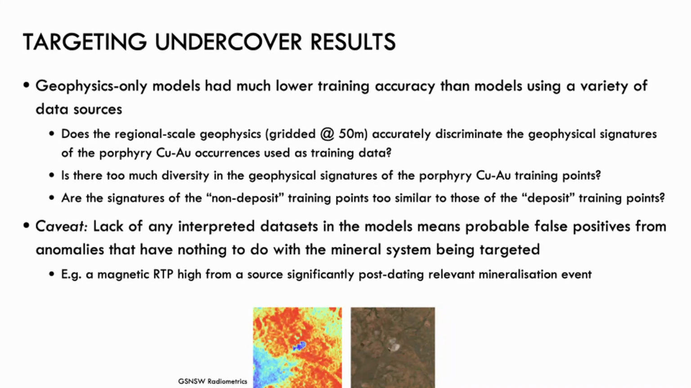Also, whether the non-deposit training points have too similar geophysical characteristics to those deposit porphyry copper gold training points. It's also worth noting that the lack of interpreted data sets in the models does mean there are probably some false positives in them that have nothing to do with the mineral system being targeted. They could represent sources that significantly post-date mineralisation. And this image down the bottom here is an example of why the radiometrics didn't get put into these geophysical models. This is a mine site right here, and you can see it showing up in the radiometrics. So this is not really anything geological, it's the buildings at the mine site which are showing up.